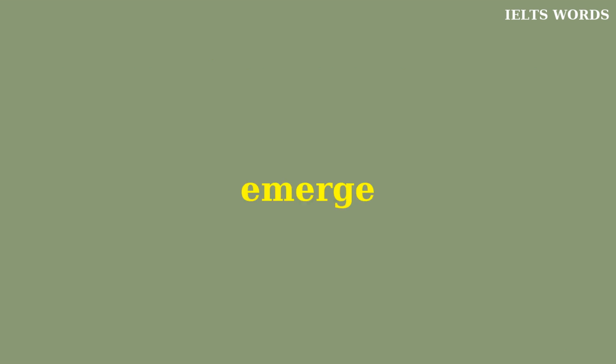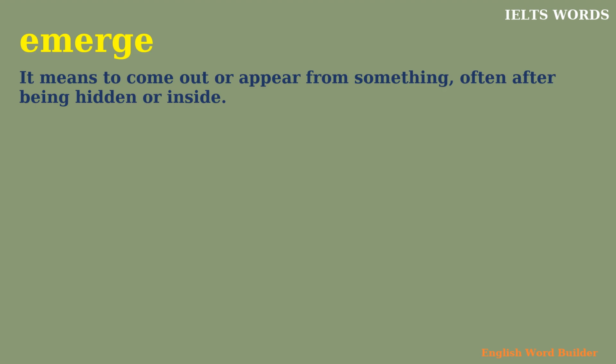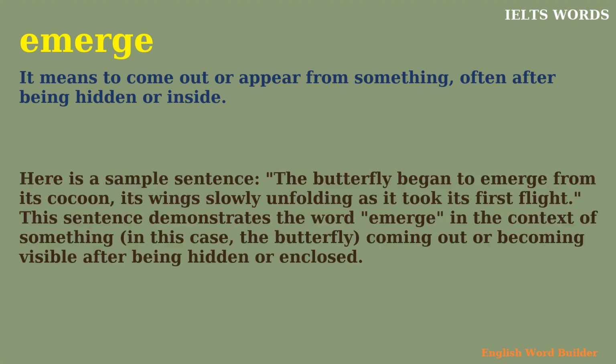Emerge. It means to come out or appear from something, often after being hidden or inside. Here's a sample sentence. The butterfly began to emerge from its cocoon, its wings slowly unfolding as it took its first flight. This sentence demonstrates the word emerge in the context of something, in this case the butterfly, coming out or becoming visible after being hidden or enclosed.